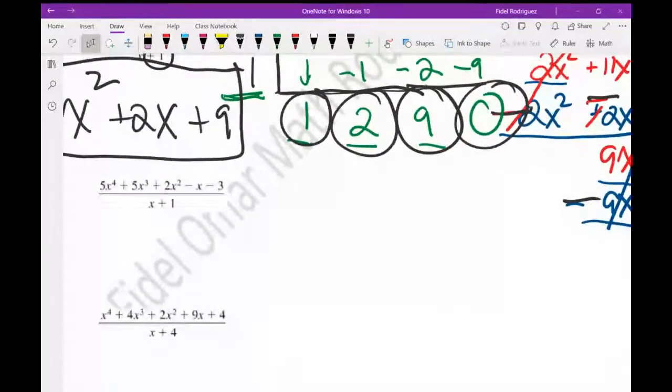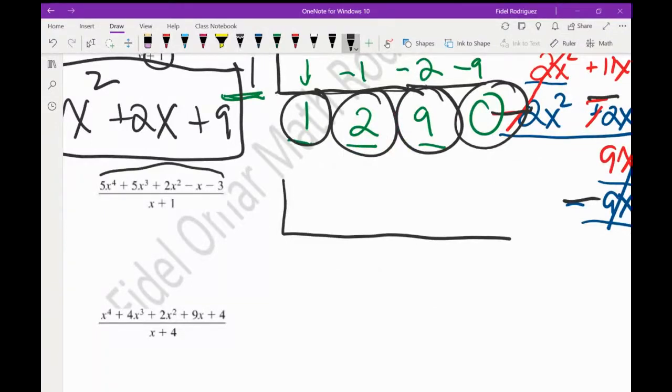Okay. So remember, y'all, first thing I'm going to do, I'm going to draw my half box. It looks like this. And then I'm going to put these numbers here without the x's, just the numbers. So 5 is the number in front of the x to the fourth. 5 is the number in front of the x to the third. 2 is the number in front of the x squared. -1 is the number in front of the x. And -3 is the constant term.